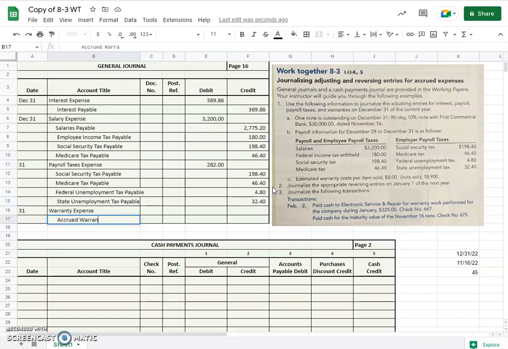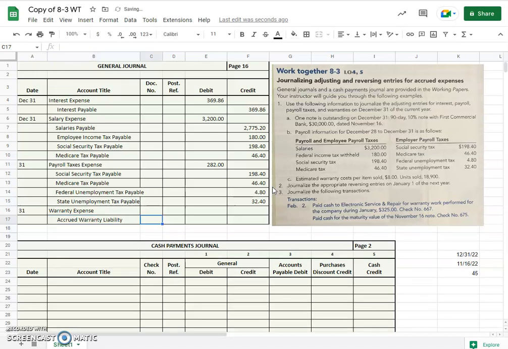So accrued warranty liability will be our credit. And the amount on this equals $8 times 18,900 units, $151,200 that we believe we'll have to pay at some point, right?